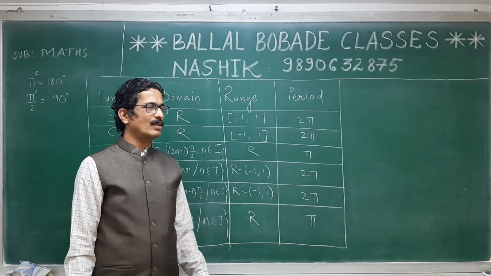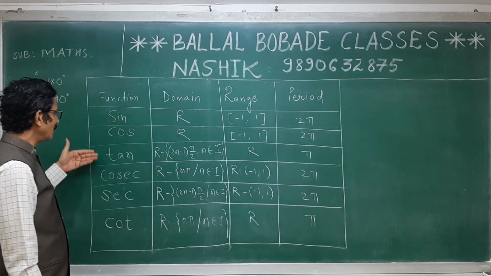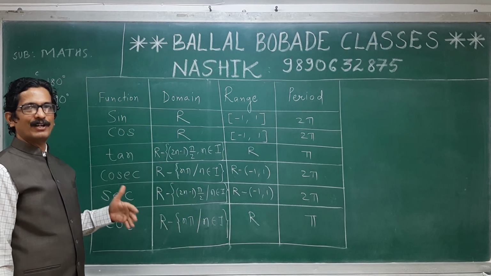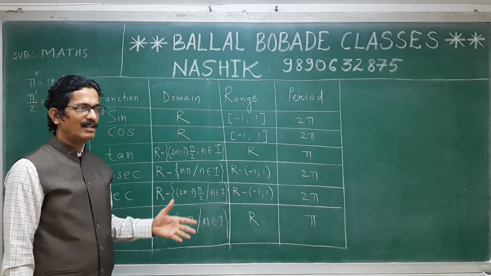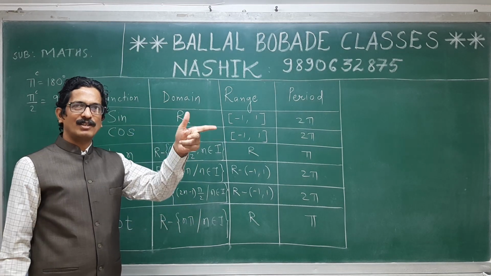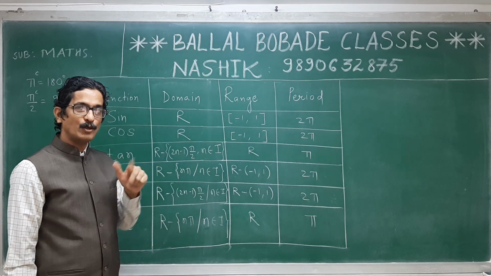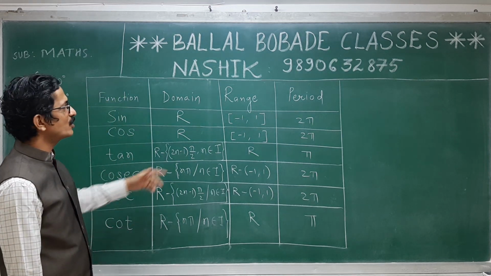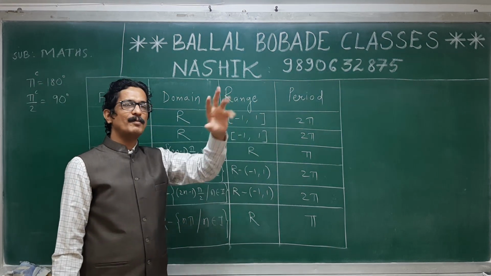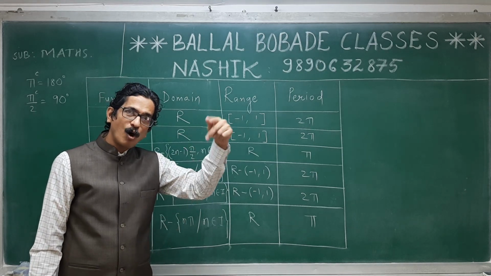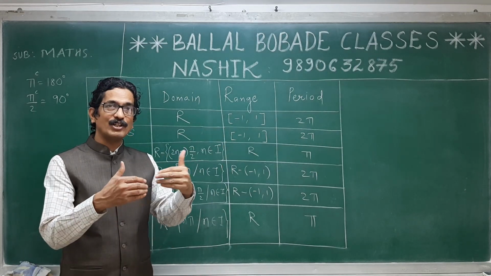Dear students, we had seen that sine, cos, tan and all these trigonometric functions of any angle depend on the quadrant in which that terminal arm lies. But you should mind that all these functions are periodic functions. What do you mean by periodic function? That they go on repeating their values after a certain interval.